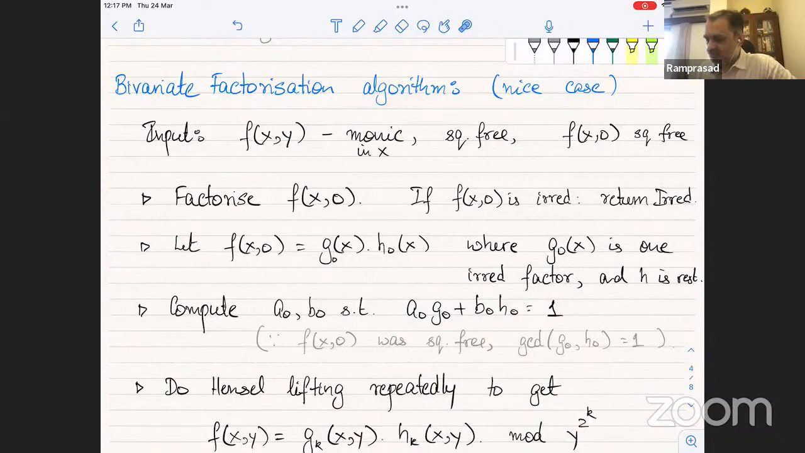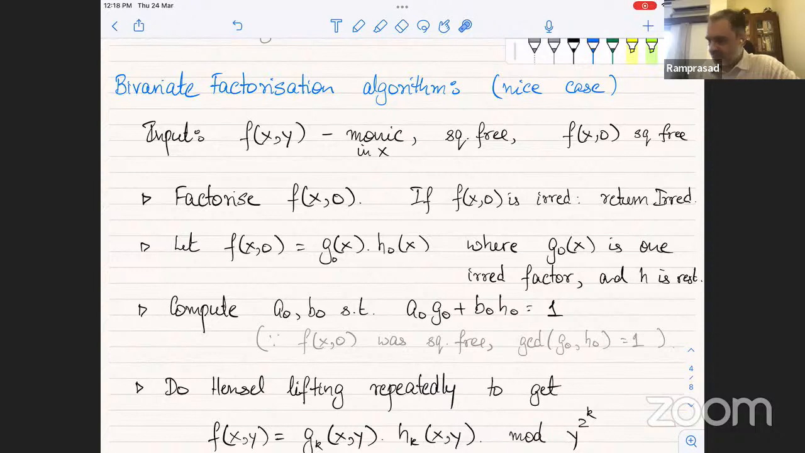Okay, so here's the algorithm. We'll try to factorize f of x comma 0. If this itself is irreducible, then just say that f is irreducible. Otherwise it factors into some g0 and h0. Let's just say that g0 is one of the irreducible factors of f, and h0 is whatever else was there. And of course, g0 and h0 are currently monic.